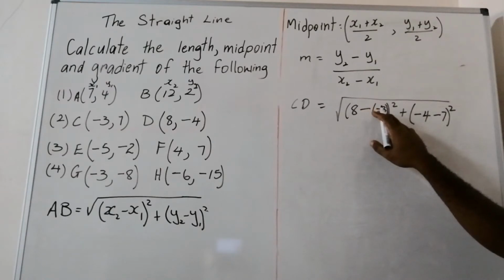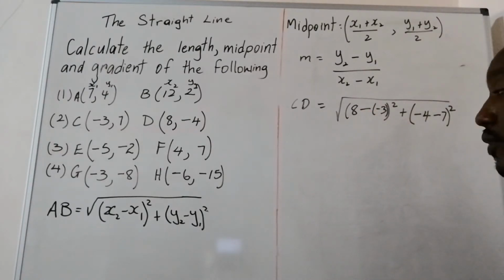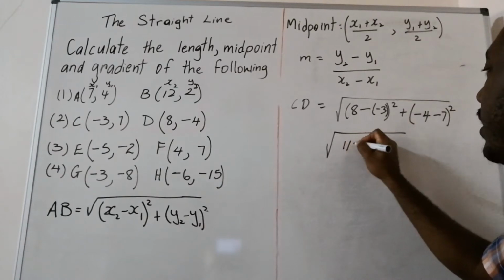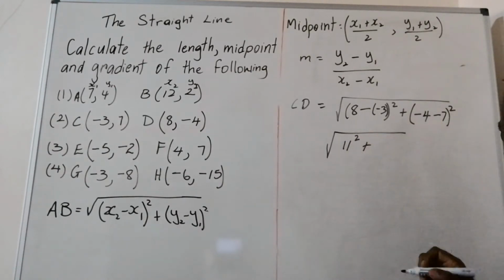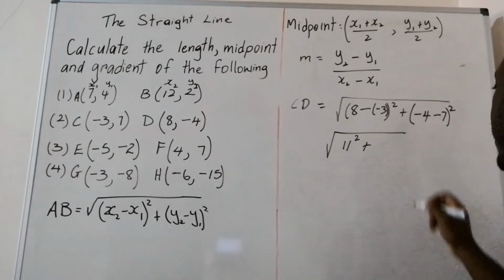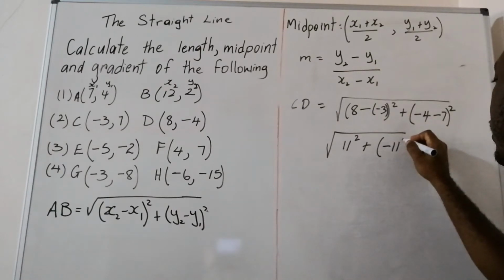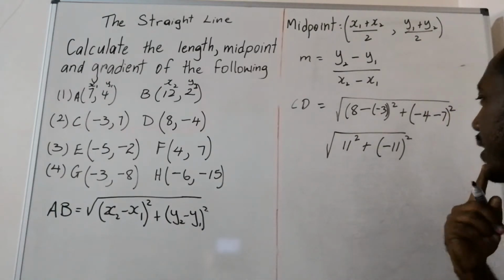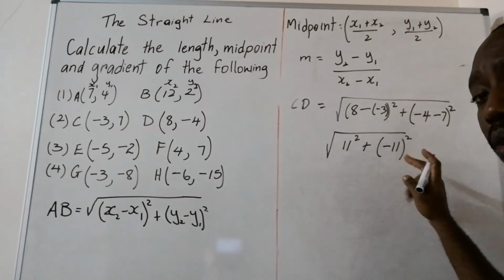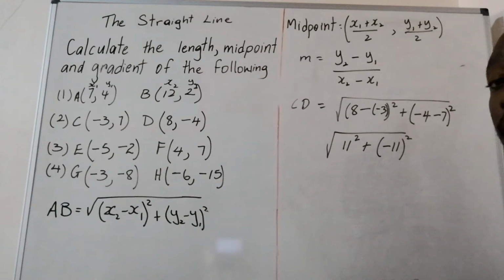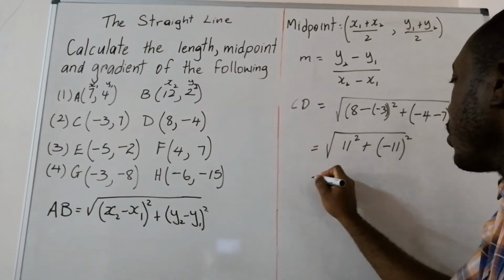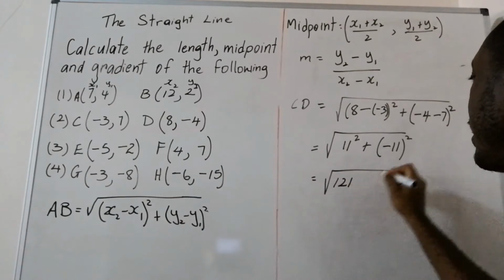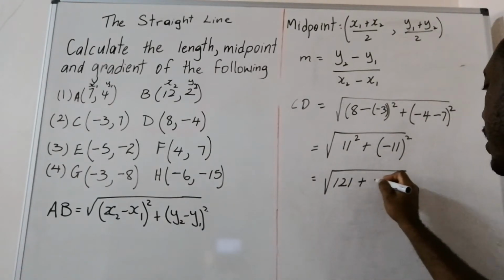Remember, when a negative and a negative come together like this, it becomes an addition. So here we will now have 8 plus 3, which gives us 11 squared, plus negative 4 take 7, which gives us negative 11 squared. Now, some persons might say, wouldn't that give us 0? But once we square a negative, it will give us a positive. So don't forget that. 11 squared will give us 121, and negative 11 squared will give us positive 121.